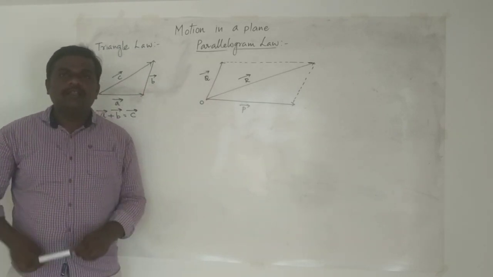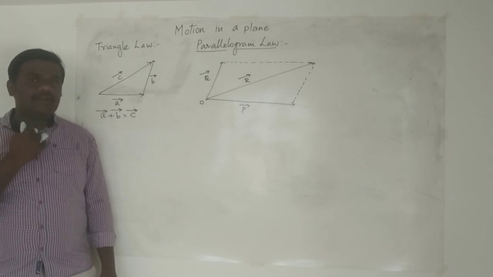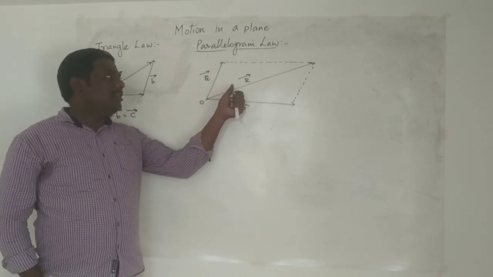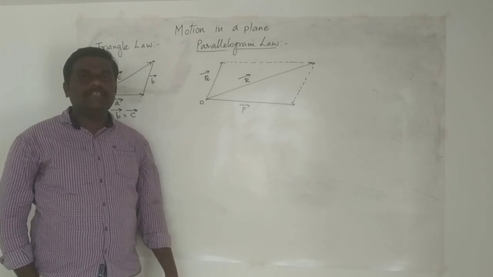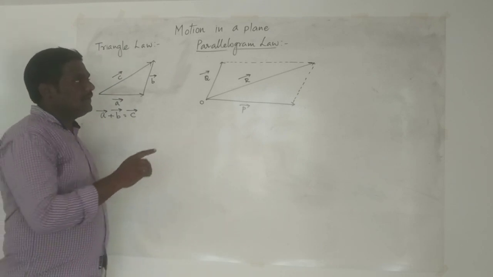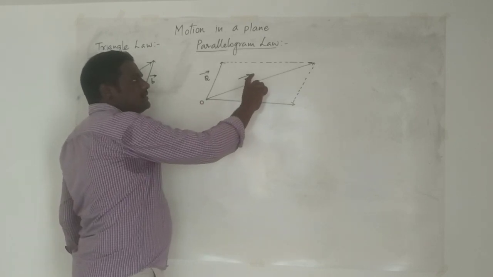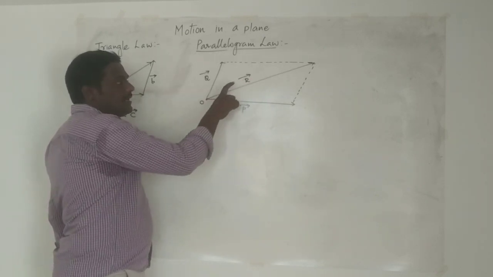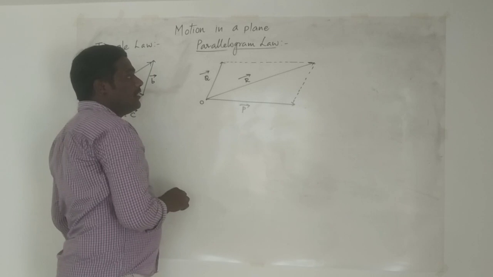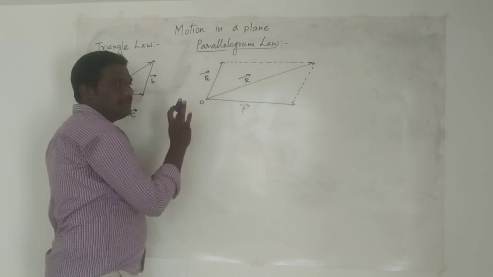So I repeat the statement. If two vectors are represented as two adjacent sides of a parallelogram, then the diagonal drawn from the same point also represents the resultant vector of the two vectors. So here one thing is common. The two vectors are drawn from the same point, and the diagonal is also drawn from the same point, and the diagonal represents the resultant, and the two adjacent sides represent the individual vectors. Now, how to derive the formula for the magnitude of this resultant? That is the first case.